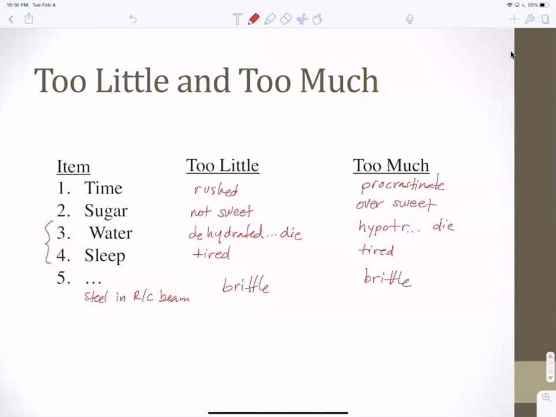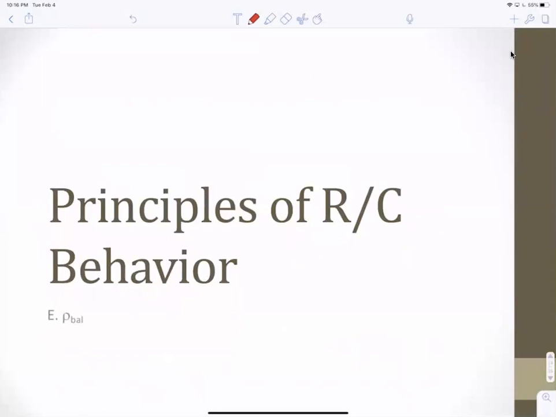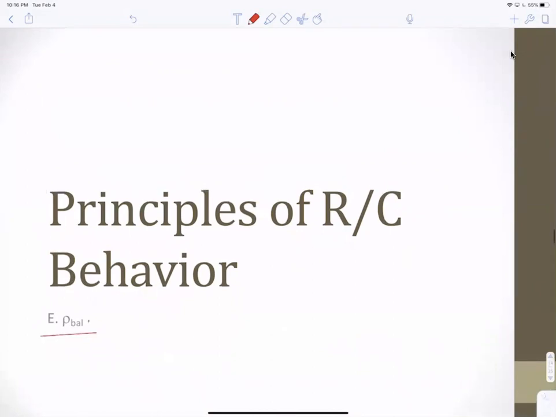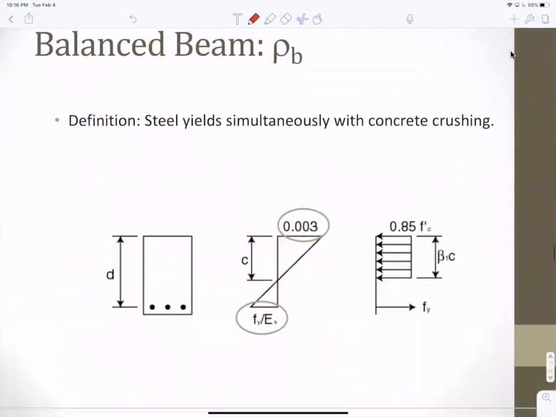So let's first talk about too much. There's a little bit of history about the maximum amount of steel you can put in a reinforced concrete beam. What I'm going to do is trace the development of this and discuss the behavior. So we're going to start off, even though this is not in the code anymore, with something called rho balanced, the balanced amount of steel. Okay, so a balanced beam. What I mean by a balanced beam is that the steel will yield simultaneous with the concrete crushing.